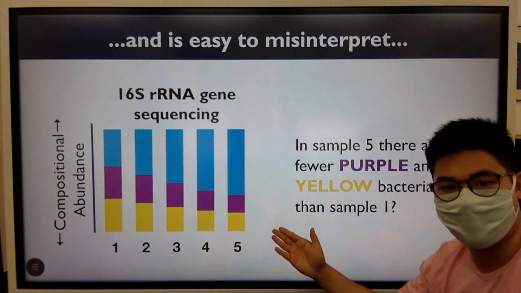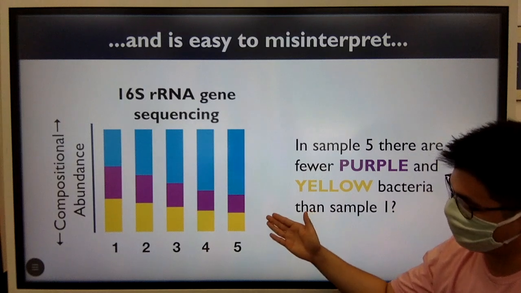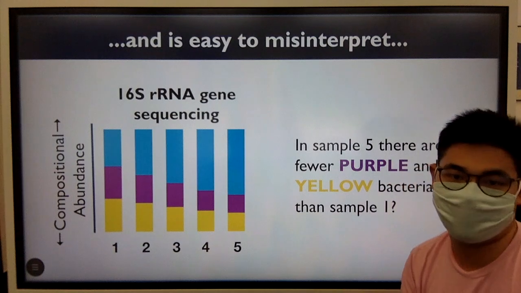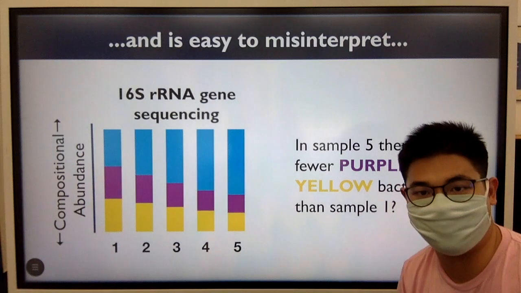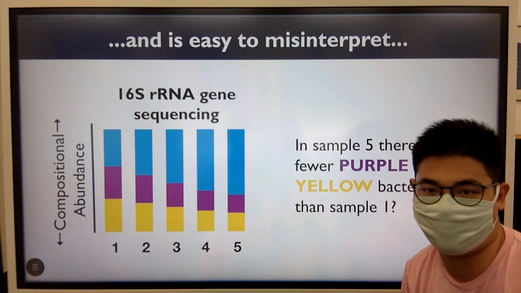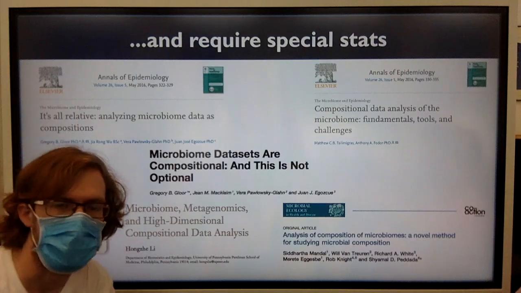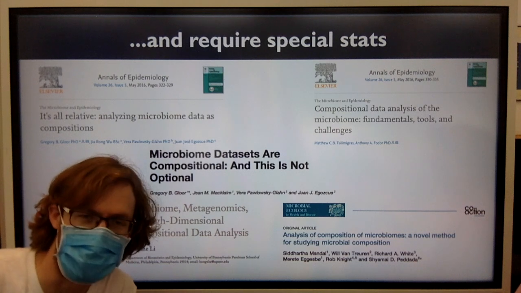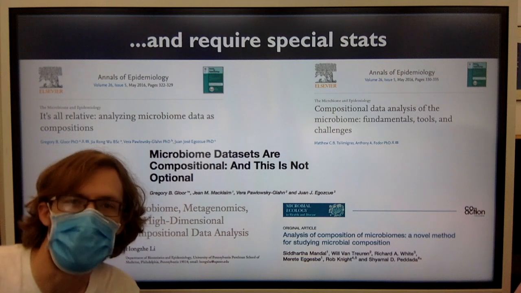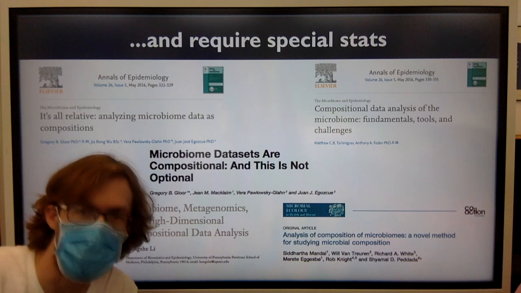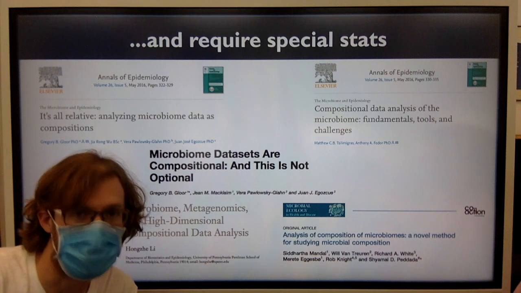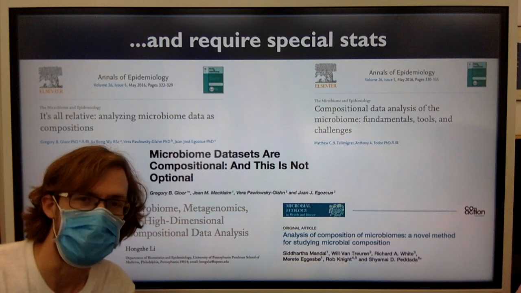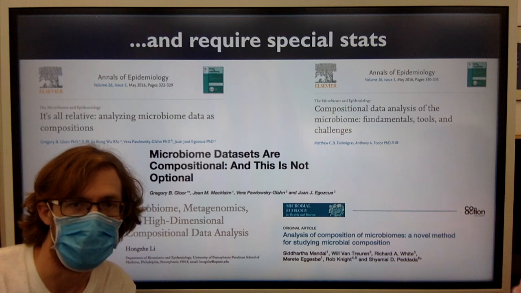And here is a problem. When you look at sample 5, the yellow and purple have fewer amounts in comparison to sample 1, which leads us to misinterpret and calculate false microbial abundance. This problem of compositional abundance is well known and requires special statistics. However, none of these statistical methods can tell you for sure what is actually happening in terms of which microbes are decreasing or which are increasing across samples. For this, you need real experimental data on microbial load.